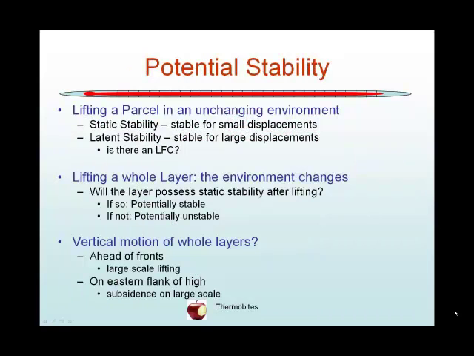Now, potential stability. We've considered already lifting a parcel in an unchanging environment. So static stability asks what happens to parcels of air after a small displacement. Latent stability asks for a large displacement, is there a level of free convection? And so potential stability asks what happens if we lift a whole layer and the environment changes. If the layer is statically stable after lifting, then it's potentially stable, and if it's statically unstable after lifting, then it's potentially unstable. Whole layer lifting happens at fronts, for example, with large-scale lifting, or large-scale subsidence on the eastern flanks of high-pressure systems.